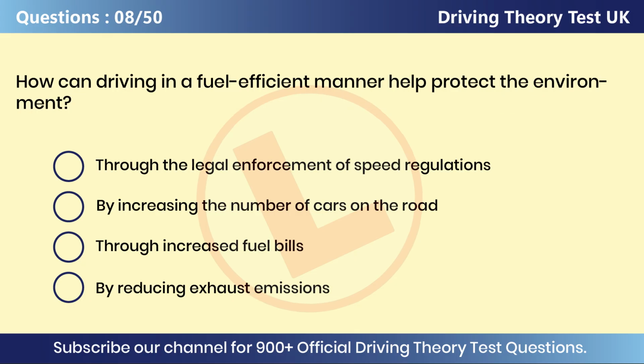Question 8. How can driving in a fuel-efficient manner help protect the environment? A. Through the legal enforcement of speed regulations. B. By increasing the number of cars on the road. C. Through increased fuel bills. D. By reducing exhaust emissions. D. By reducing exhaust emissions.